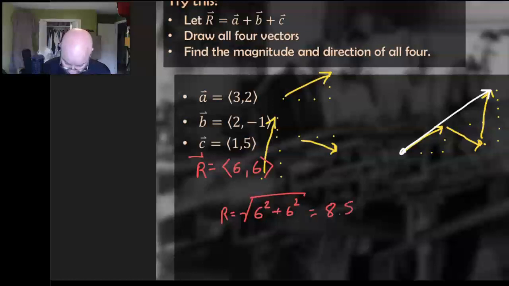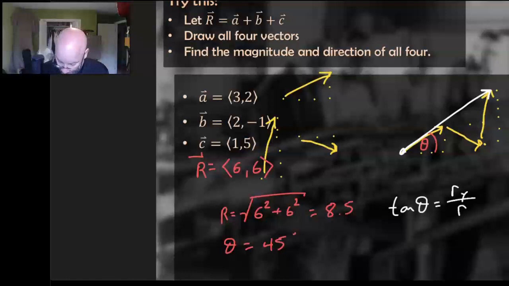And then for my angle on the r vector there, it's the rise over the run. So if I do my inverse tangent on that, then I've got the tangent of theta. Let me go ahead and write it out here. Tangent of theta is going to be the rise over the run. So I'm going to have r_y divided by r_x, which is 6 over 6. So that's got to be the 45 degrees there.